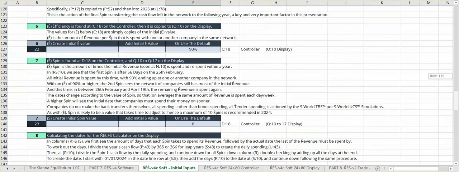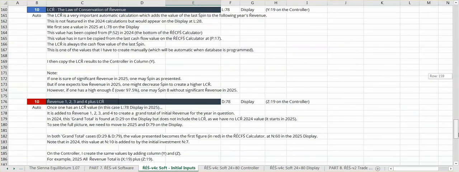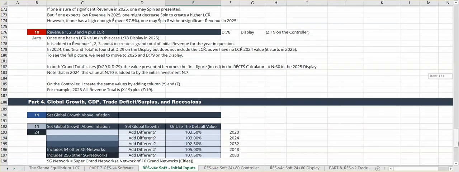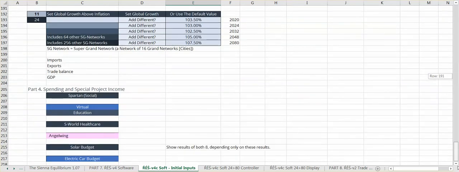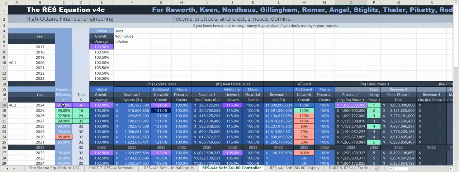You add this information in here to set it up, and then of course you can just change bits of this information to make different histories. So these startup variables, we put in the figures here, and these then appear here in purple.